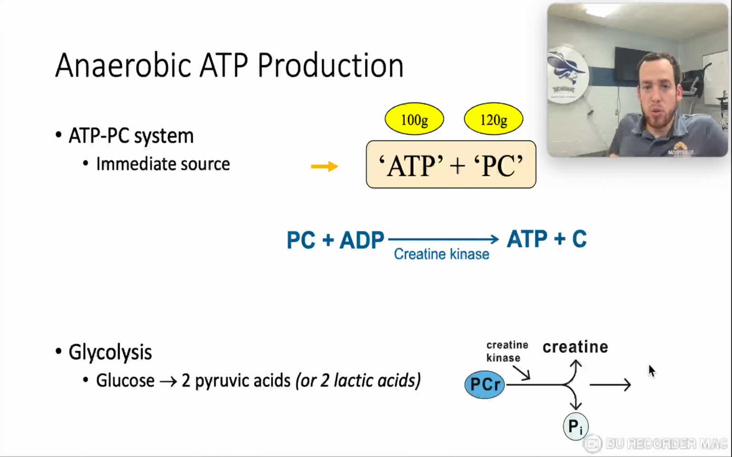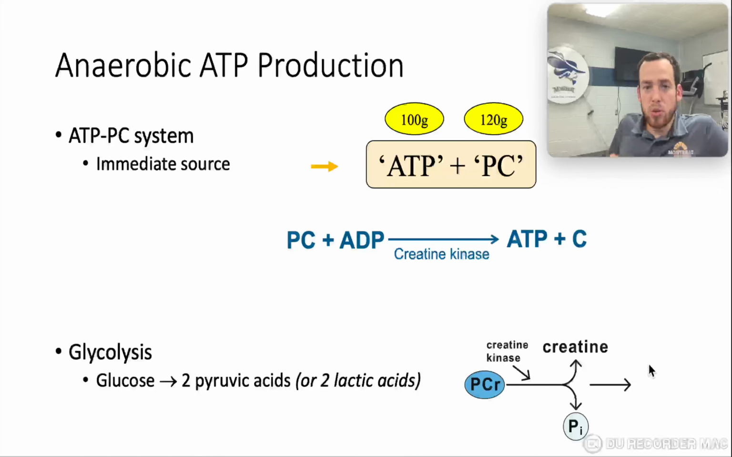First one's ATP-PC. This is where we take phosphocreatine that's laying around in our body and ADP that's laying around in our body, combining them using creatine kinase, again, an enzyme that creates this process. So when that enzyme starts being produced, well, guess what? The PC that's sitting there and the ADP that's sitting there combine, and the byproduct is that we end up with ATP.